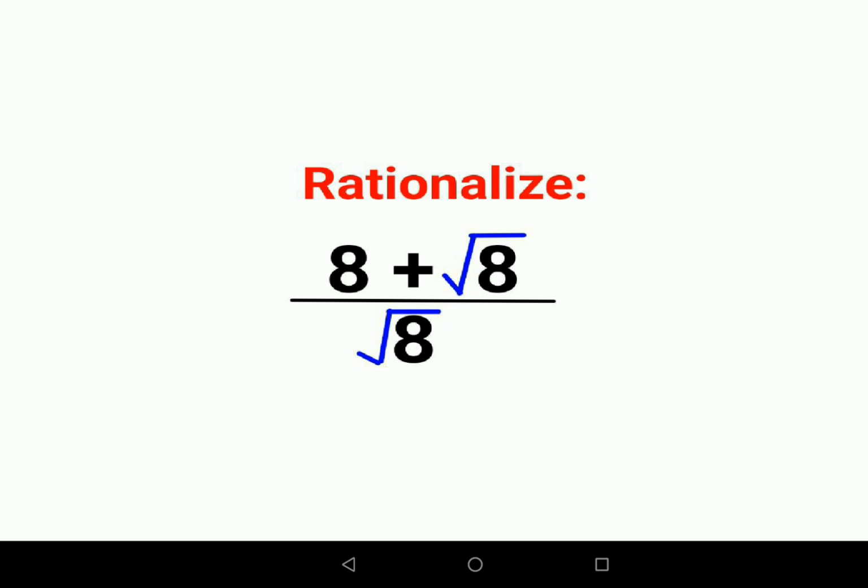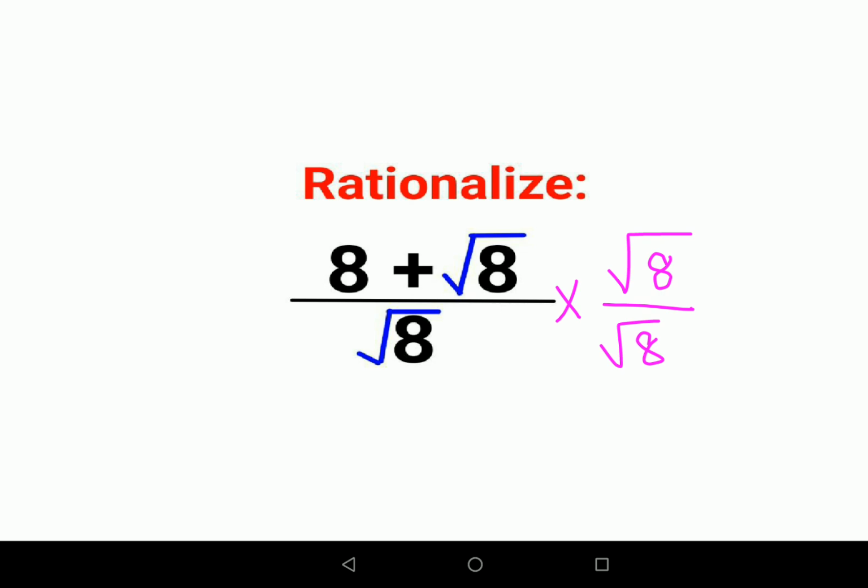Now please understand, what do we mean by rationalizing? Rationalizing means that in mathematics we don't keep the roots in the denominator. So if there is a root in the denominator, that is not okay. Now how do you get rid of this root? All you have to do is multiply by root 8 in your numerator as well as denominator.